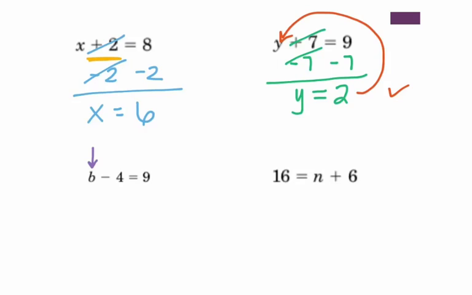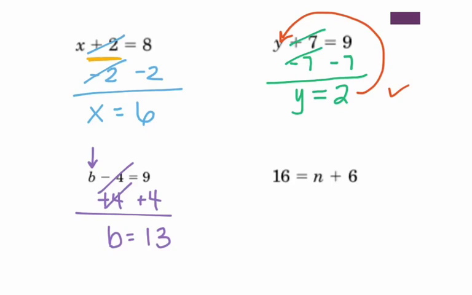So what's the opposite of subtracting 4? Hopefully you said add 4, because you'd be right. If I have a negative 4 and a positive 4, that's 0, so I got rid of them, which is exactly what I'm going for. 9 plus 4 is 13.